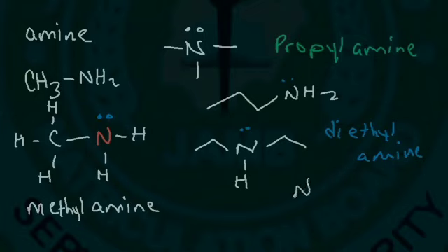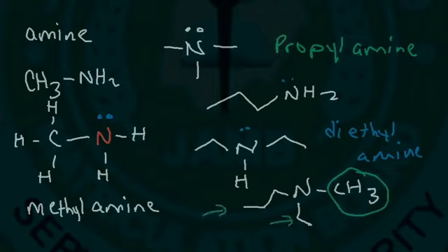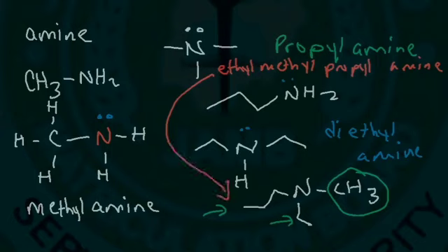And our next example, here we have a methyl group, an ethyl group, and a propyl group. So ethyl comes before methyl, which comes before propyl. So to name it, it's going to be called ethyl methyl propyl amine. So that's how you name that example. And let's not forget the lone pair that's on it.